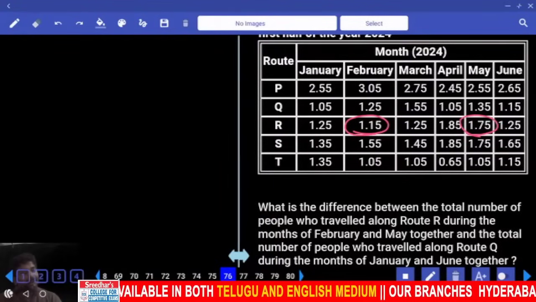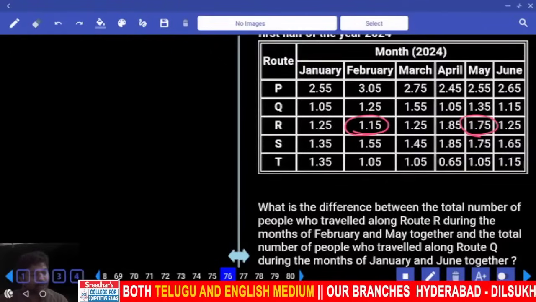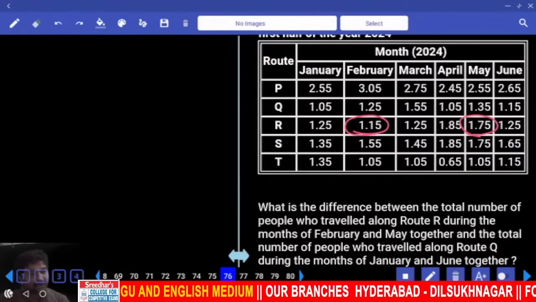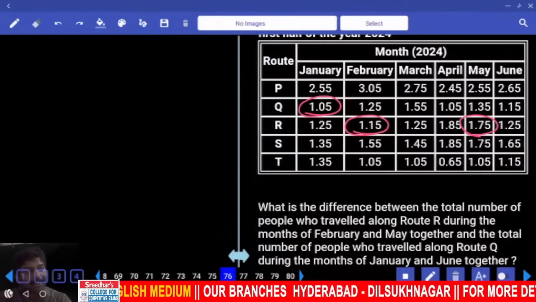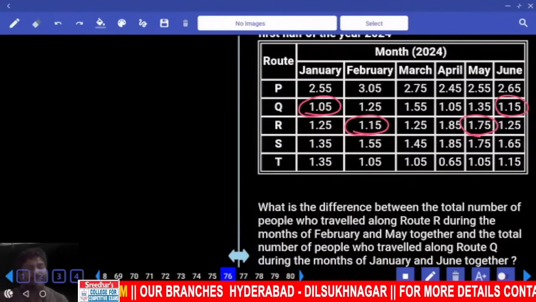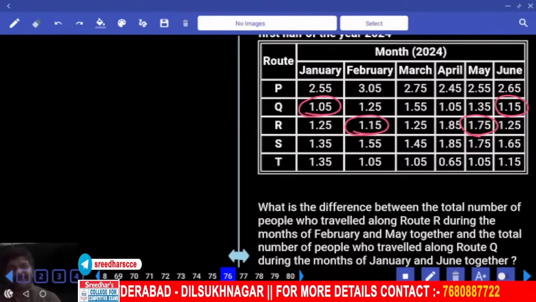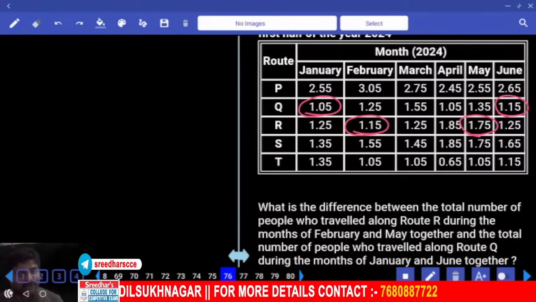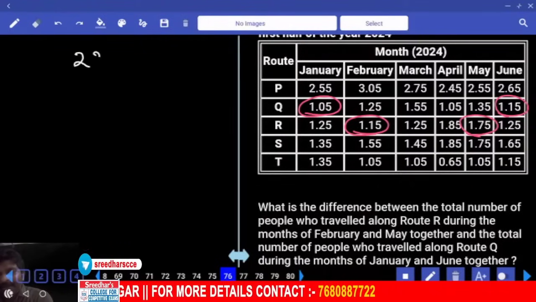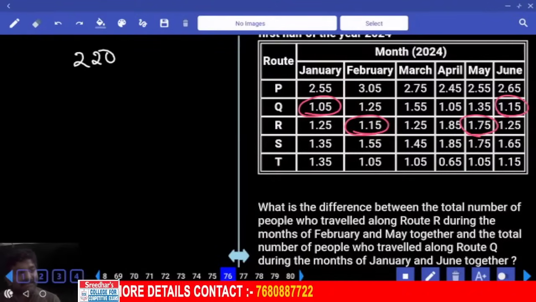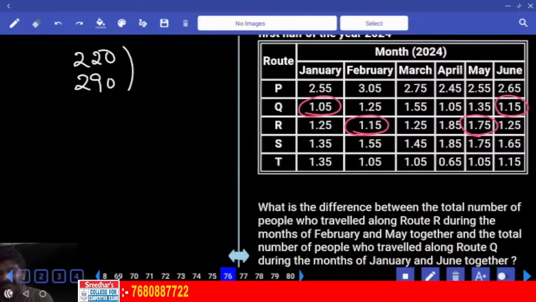Number of people who travel along route Q during the months of Jan and June. Everywhere after decimal there are 2 digits, right? Forget about decimal and treat it as a 3-digit number. Q, sum of values is equal to 220. R, sum of values is equal to 290. And now the difference is 70. You should see number 70.